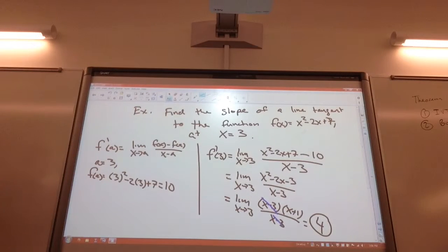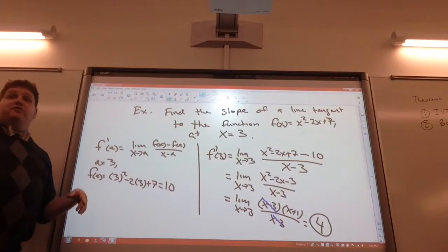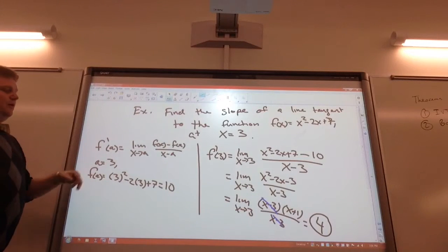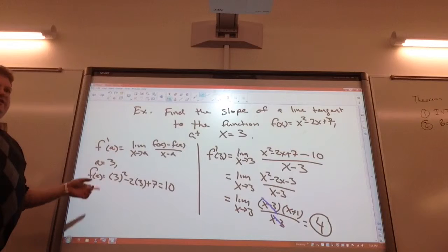There are faster ways to do this, by the way. In fact, I can confirm right now, just by looking at the function and knowing a better way of doing these things, that the answer was indeed 4. And we're going to go over those ways next week. But for now, this is how these things are done. So 4 is indeed our answer. Any questions so far about this?